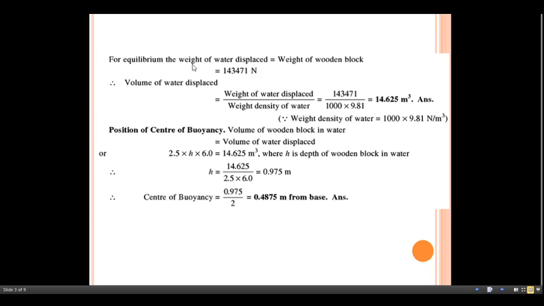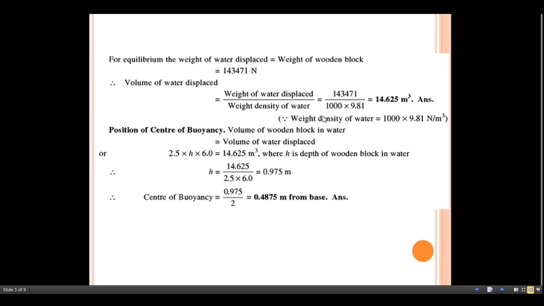For the equilibrium condition, the weight of the water displaced and the weight of the wooden block must be equal. Therefore the volume of the water displaced is the weight of the water displaced divided by the weight density of the water. We get this term divided by the weight density of water, 9.81, which gives 14.625 meter cube.